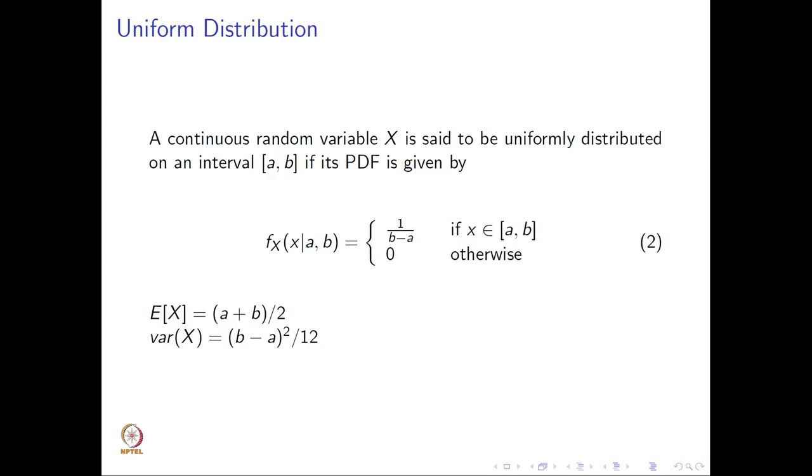In the continuous case, if the random variable x takes values in the closed interval [a, b], then its PDF is given by f_X(x | a, b) equals 1 by b minus a if x lies in the closed interval [a, b] and 0 otherwise. For a random variable following the uniform distribution, the expectation of the random variable x equals a plus b by 2 and the variance equals (b minus a) whole square by 12.